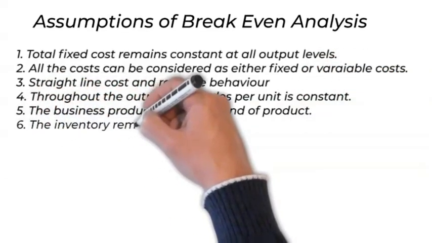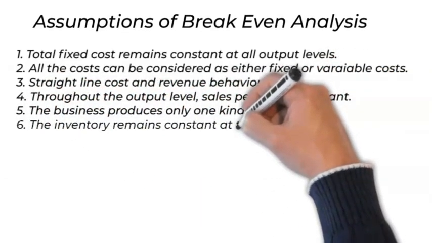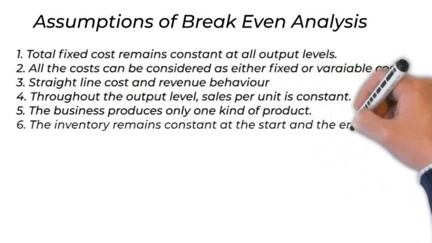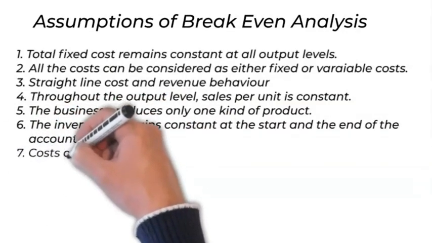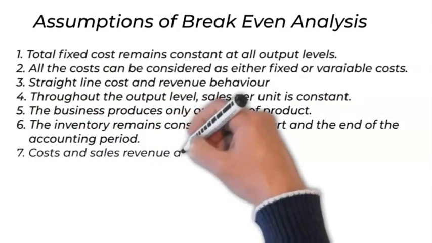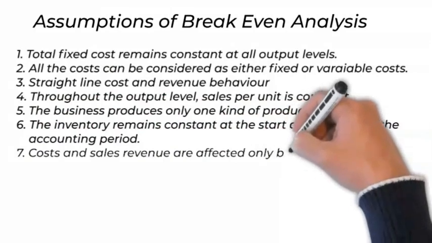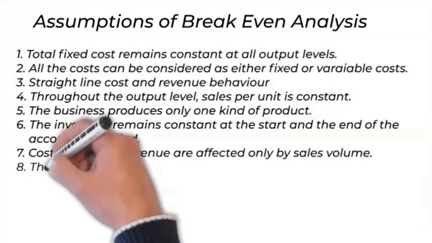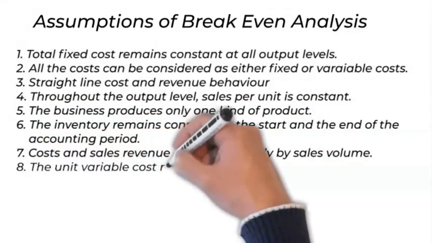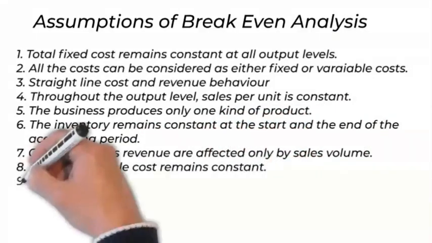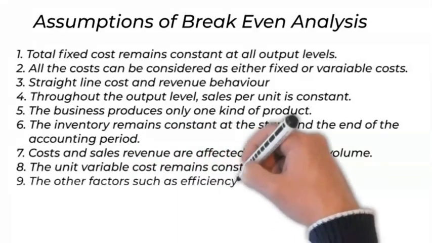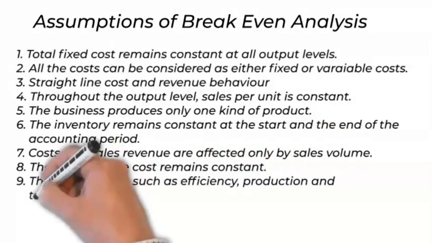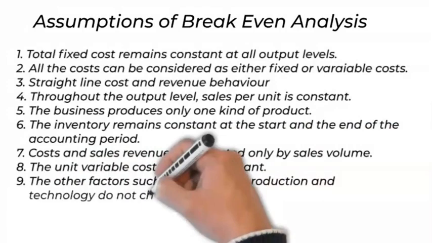6. The inventory remains constant at the start and at the end of the accounting period. 7. Costs and sales revenue are affected only by the sales volume. 8. The unit variable cost remains constant, since the change in total variable cost is considered to be proportionate to the output level. 9. Other factors such as efficiency, production, and technology do not change.